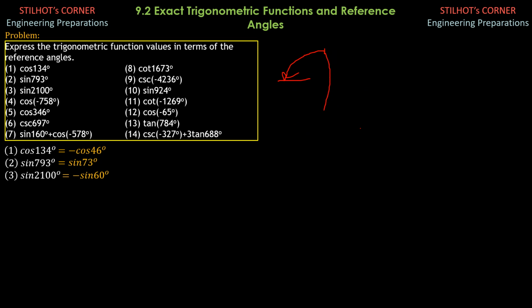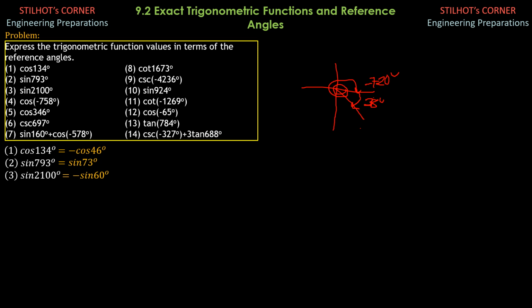Negative 758 degrees. That's clockwise direction. So 2 revolutions is already negative 720. So if that's negative 720 degrees, we only add negative 38. So this is negative 38, or in short, this is 38 degrees, the angle that the terminal side of negative 758 makes with the x-axis.